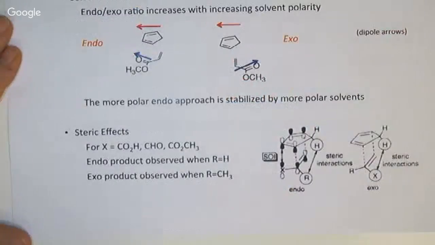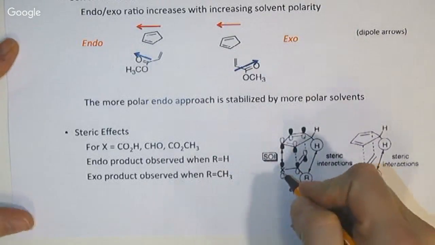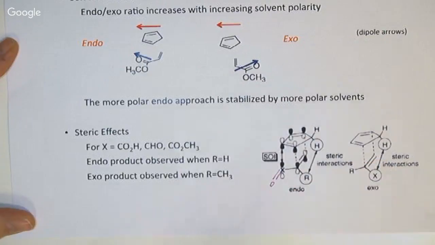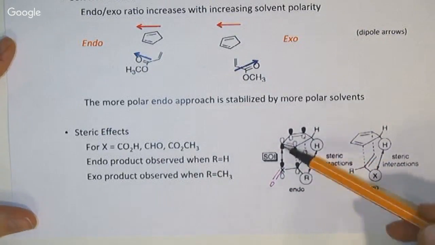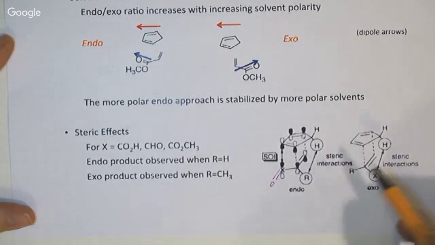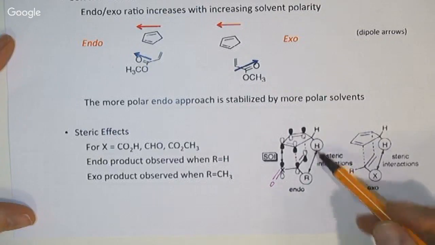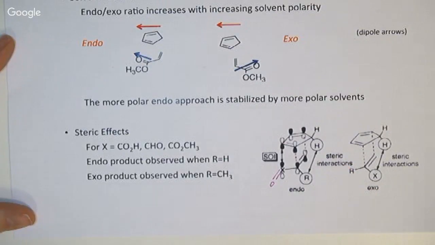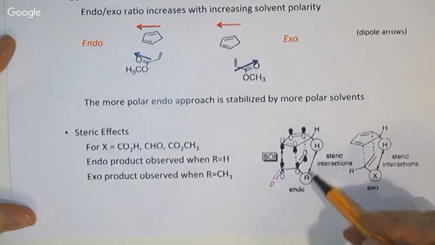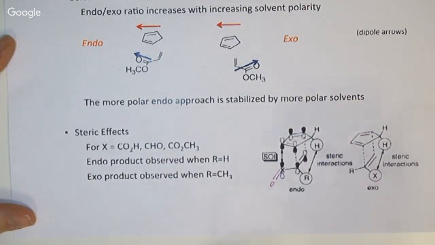Here, the way they're describing this is that X is some type of electron withdrawing group, some type of a carbonyl. So you would have these secondary orbital interactions, and it all depends on what's on the other side. If this is just a hydrogen, there's not a whole lot of steric interactions when you're using cyclopentadiene as your diene, and so the endo transition state is favored. But once this becomes a methyl group, there's too much sterics here to support the endo transition state, and instead the exo transition state is more favored.